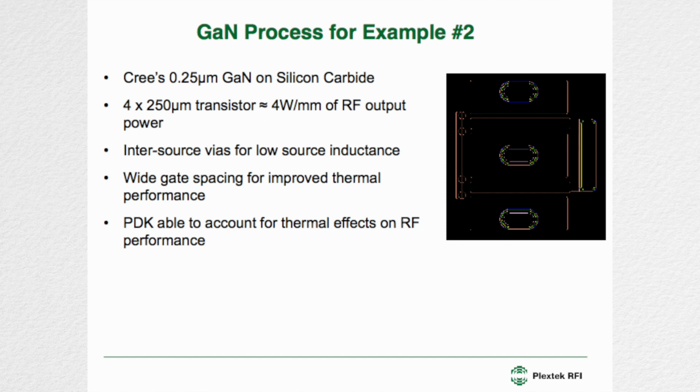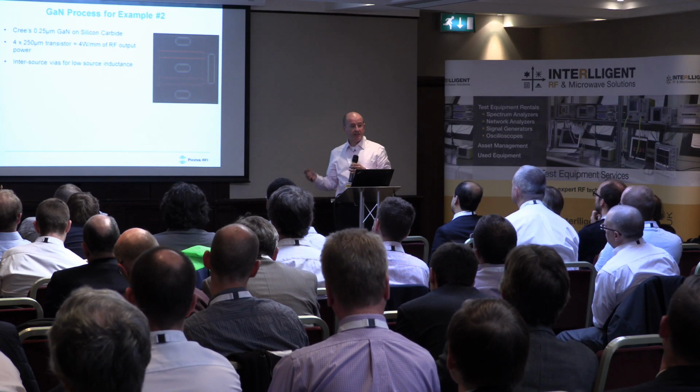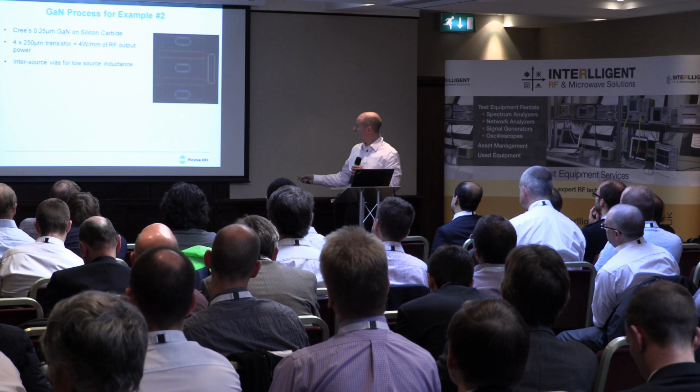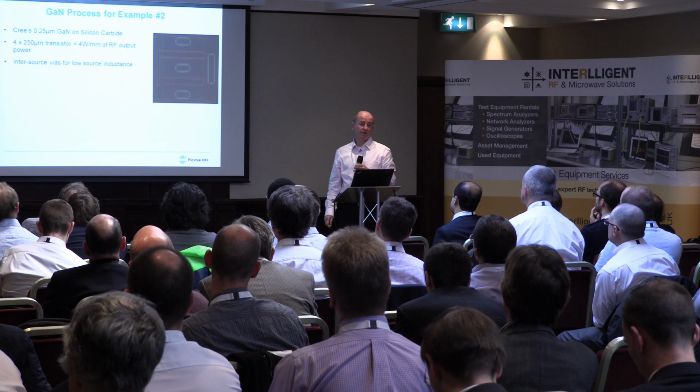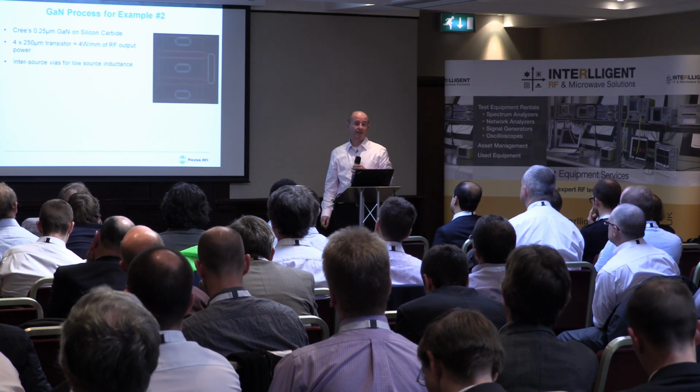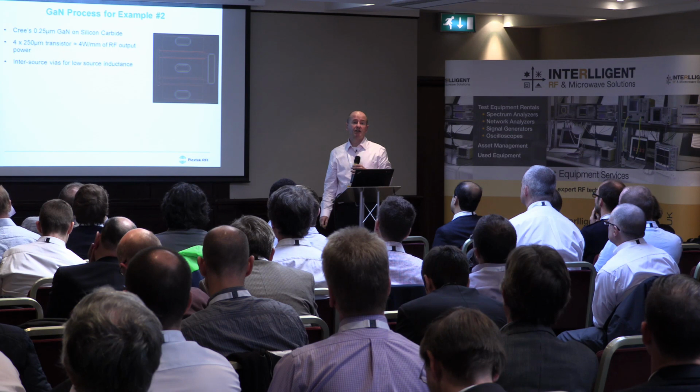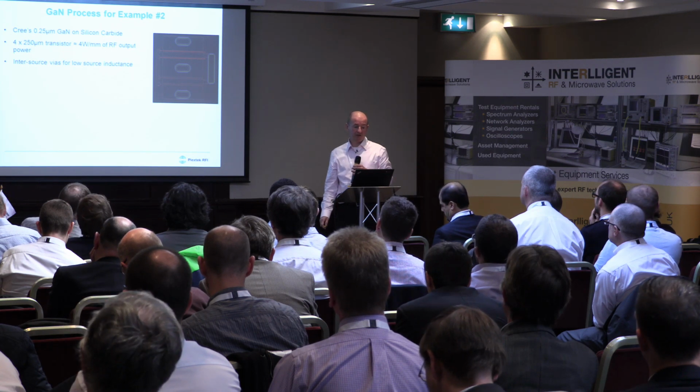So this is a 4x250 micron transistor, and on the Cree's quarter micron process at 15 gigahertz, this is capable of about 4 watts per millimeter of output power. You can see the intersource vias here. Some of the other examples I'll be showing have vias at the edge, but all foundries are now moving towards this intersource via approach. So that's through substrate vias connecting the front side to the back side, providing you a very low inductance ground connection. They're all moving that way.